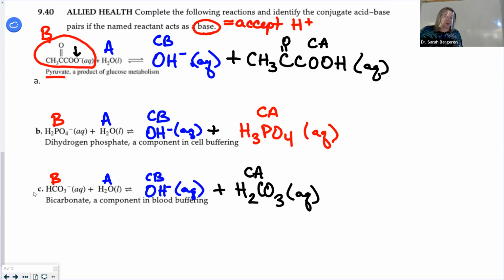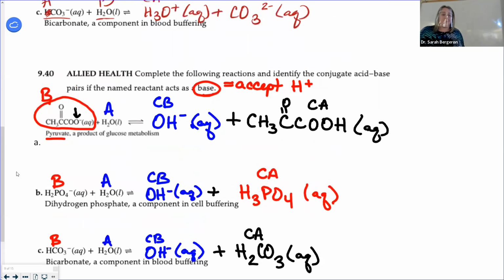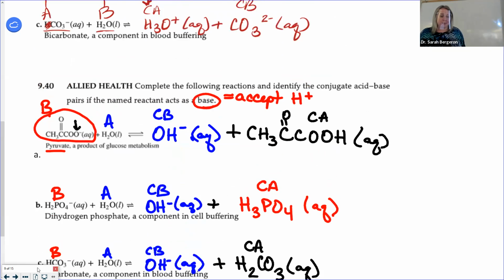Now, before we go on, look at C here and look at C here. If I can get them both on the screen at the same time. Okay, this is bicarbonate, right? What is this?